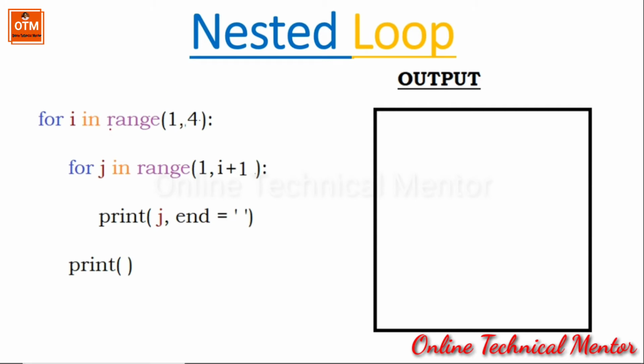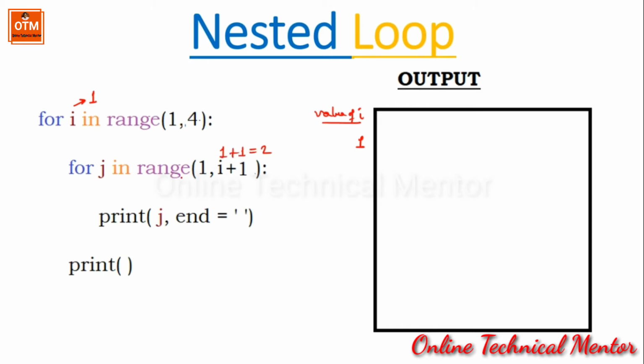Now this range function will generate 1, 2 and 3. So the first value of i will be 1. Now let me write down the value of i over here. So the value of i is 1. Now by taking i equal to 1, it will enter into the loop. Now the j loop will run. So the j loop will run from 1 to 1 plus 1, that means up to 2.